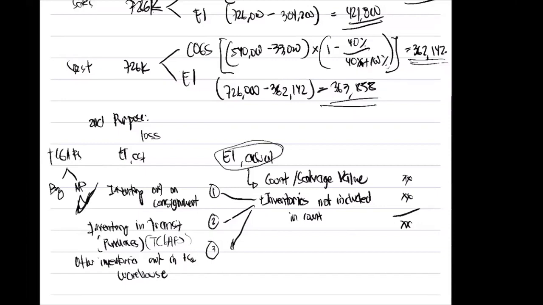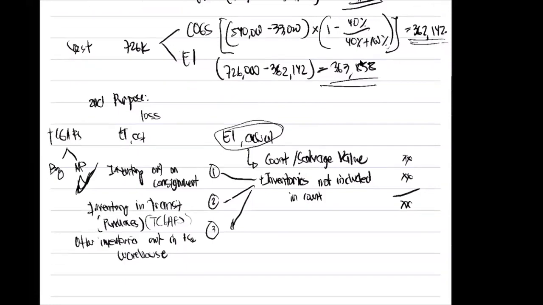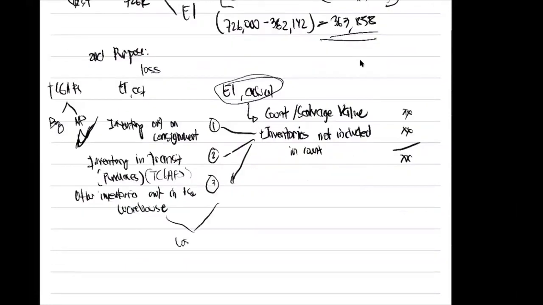So why again do we need to add inventories not included in the count? Because there are instances that the count is made in the warehouse and some portion of the inventory is not in the warehouse. So you need to add those portions not in the warehouse. Okay, so take note, you compare your ending inventory estimated versus your ending inventory actual. This is considered your loss inventory.